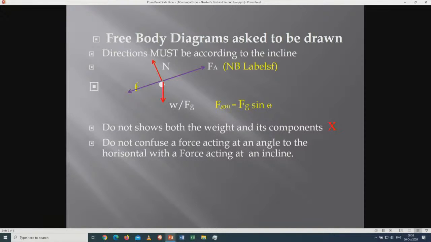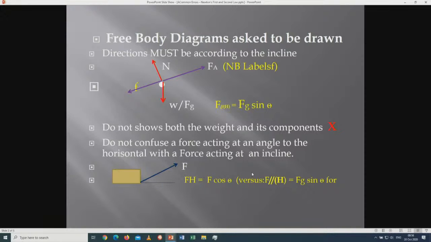So do not confuse a force acting at an angle with a force acting at an incline. Here is your example of a body moving across a horizontal plane, and now the force is acting with a certain angle to the horizontal. The horizontal component is calculated by F cos theta, and theta is this angle.